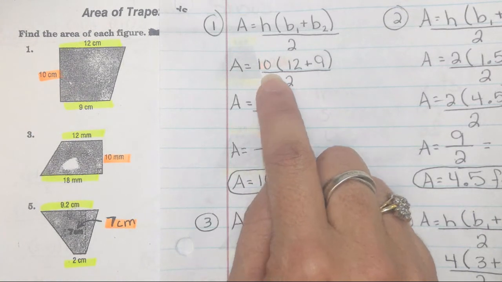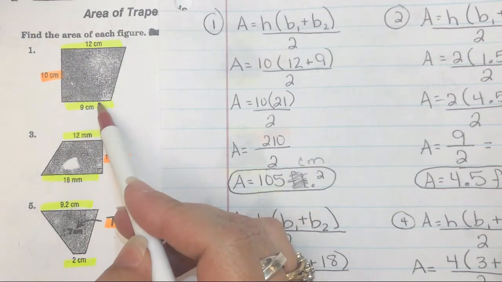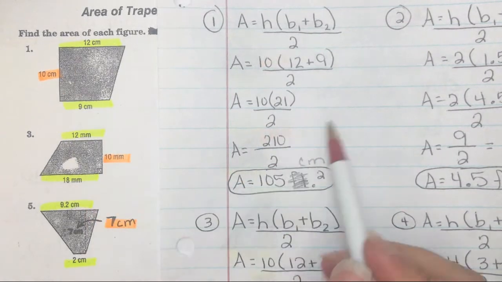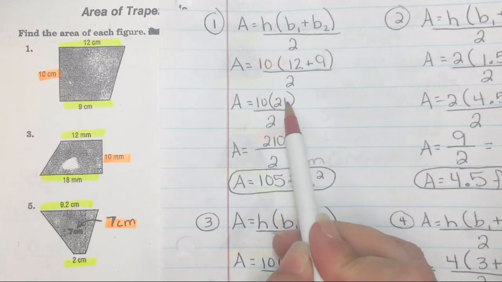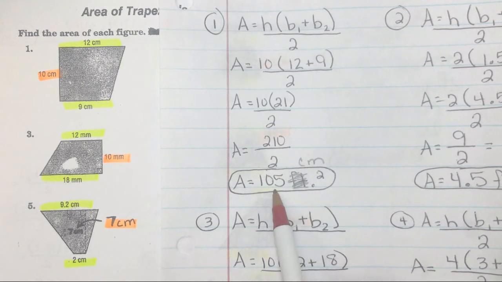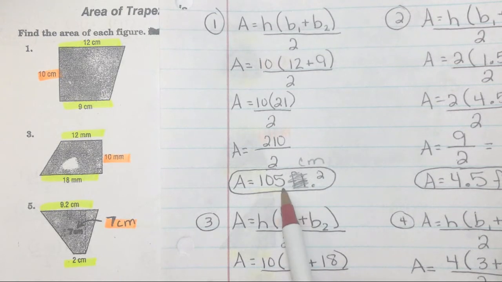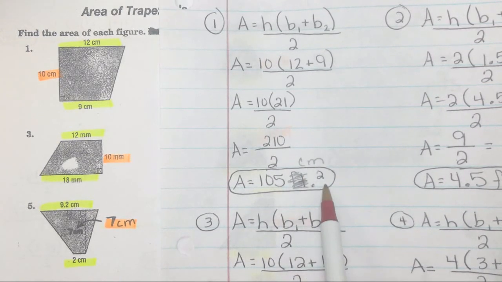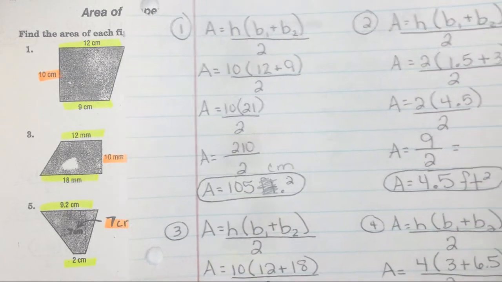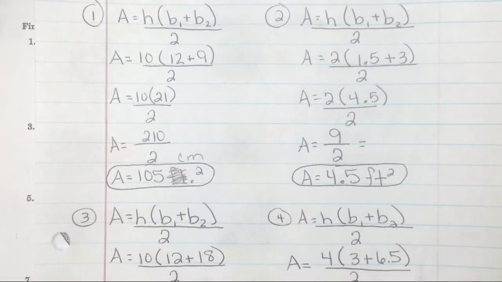Then your height is how far apart those 2 parallel lines are, and it will be at a 90-degree angle. So, like this one, I wrote 12 plus 9. I did that first and got 21. My height is 10. So I multiplied that, got 210, and divided by 2. Trapezoids are always divided by 2, and it should be 105 centimeters squared. I messed up on that one. Okay, yes. So, I don't have the right answer, but I did it differently.